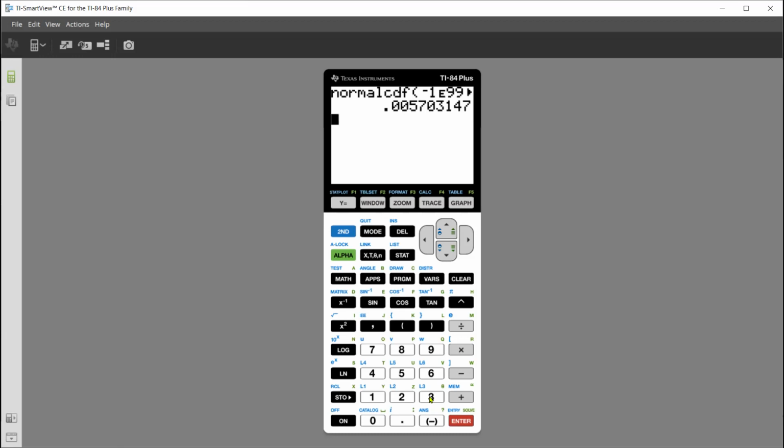Hold on, mine came out wrong. It came out with an error. Make sure that you actually use the toggle minus and not the minus sign to make it negative. See if you can get it to work. Okay, I got it now. Got it? 0.0057.